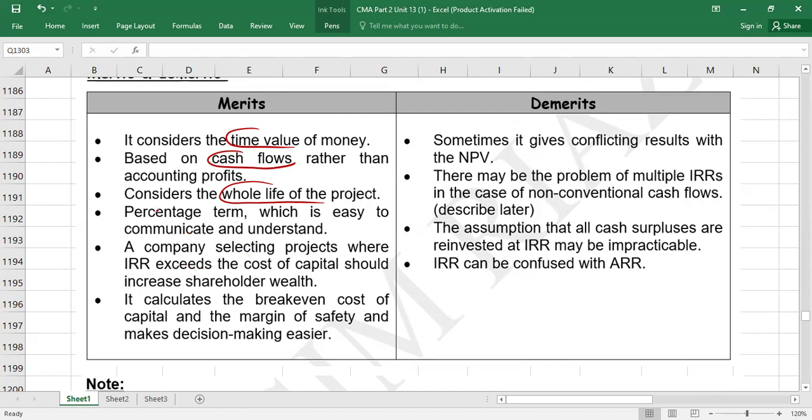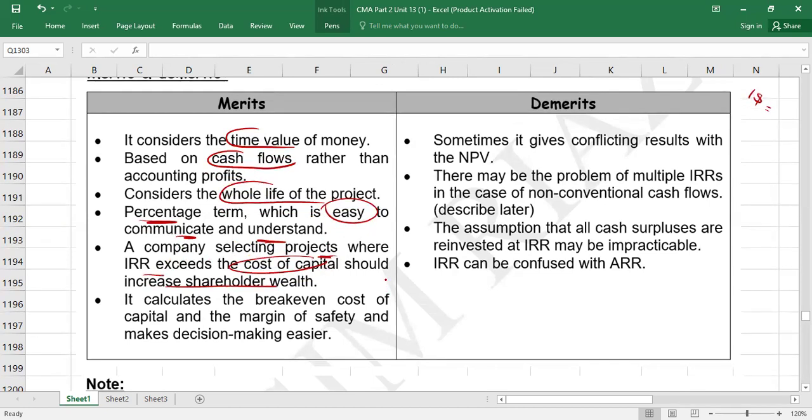Then, it is a percentage term. IRR gives you the answer in percentage, which is easy to communicate and understand even for non-financial managers. If you tell someone that if you invest even $1 you will get, let's assume, a 2% return on that, it is easy to communicate. Then, a company selecting projects where IRR exceeds the cost of capital should increase shareholder wealth.